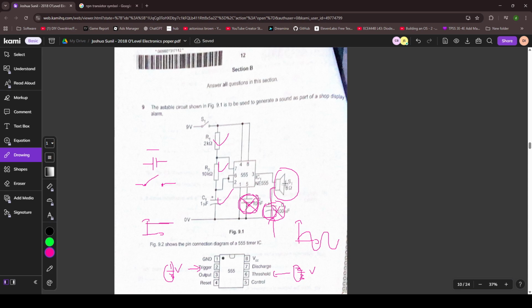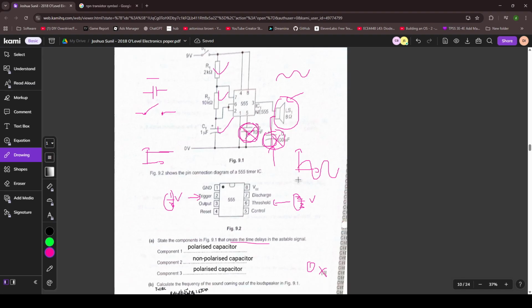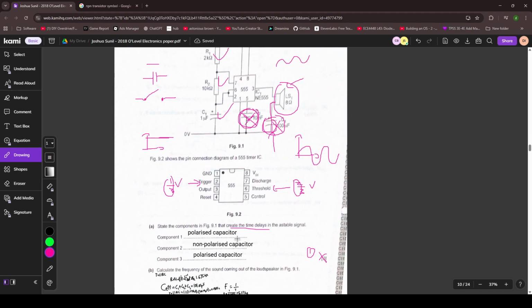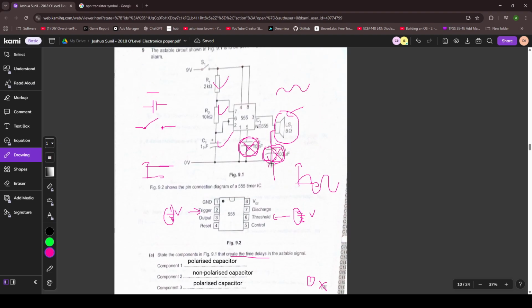Yeah, and we don't want DC to go to the loudspeaker because, okay, it may not spoil it, but the only way the loudspeaker can function is for there to be AC, because that's how it works. Okay, I'm not going to get into that. I've already said a lot about stuff that's not even tested. So it's not this capacitor either. This does not create a delay.